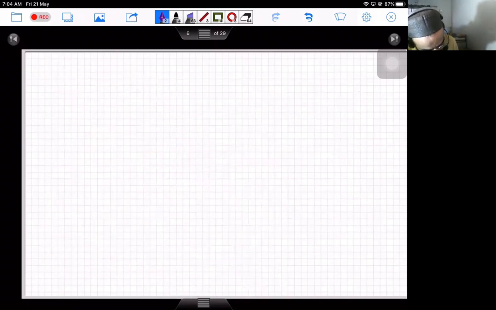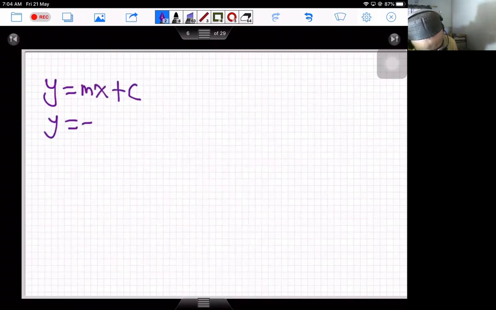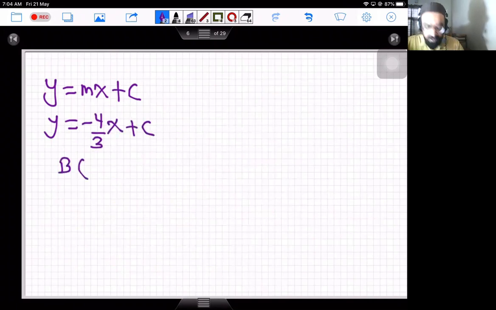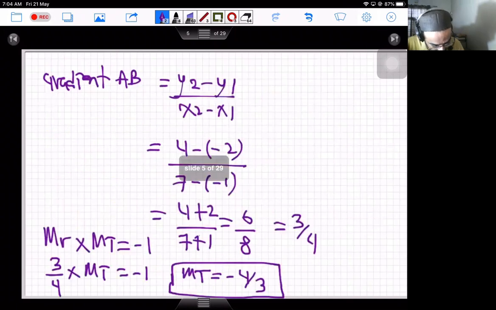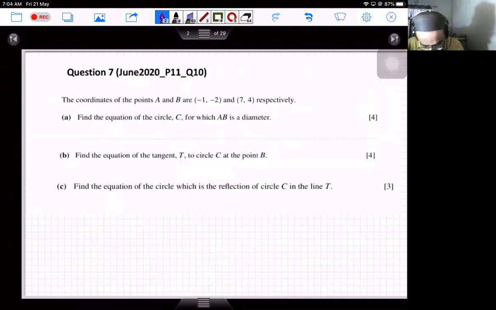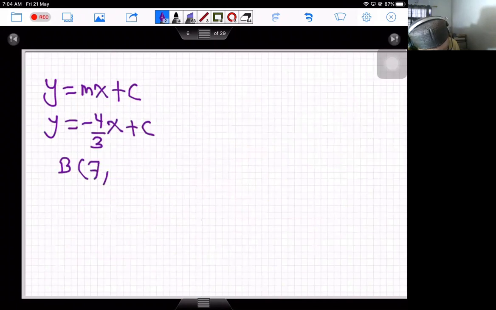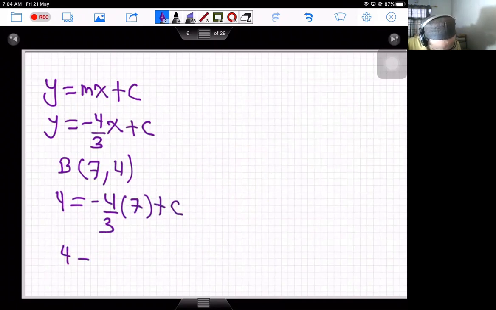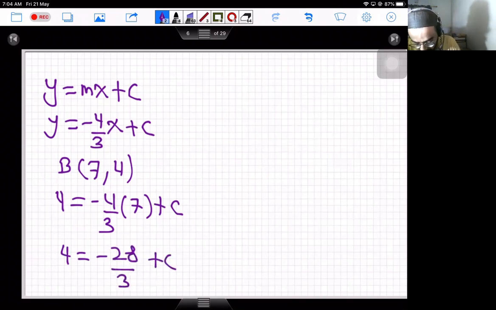So y = mx + c, y = -4 over 3 times x + c, and this basically satisfies the B coordinate. You can say that the B coordinate satisfies this equation of the tangent, and the B coordinate is 7 comma 4. So 4 = -4 over 3 times 7 plus c. So 4 = -28 over 3 + c, and therefore c = 4 + 28 over 3. This is supposed to be 40 over 3.